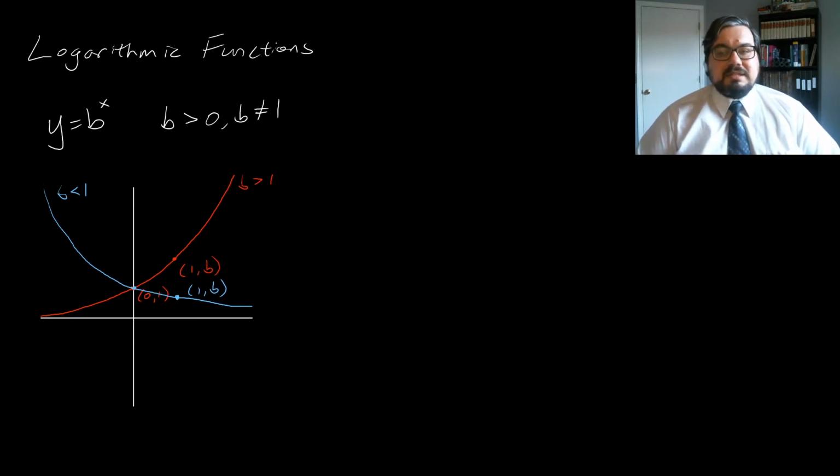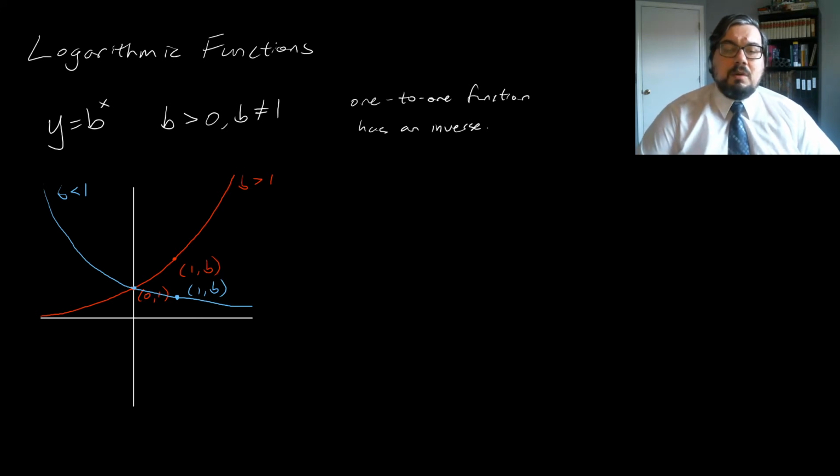Now, in either of these cases, we can see that the exponential function is 1 to 1. In either of these cases, it passes the horizontal line test. It's either increasing if b is greater than 1 or decreasing if b is less than 1, and therefore this function has an inverse. So this is a 1 to 1 function, so it has an inverse.